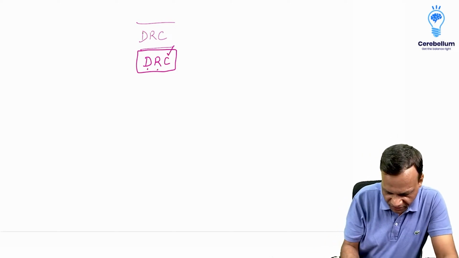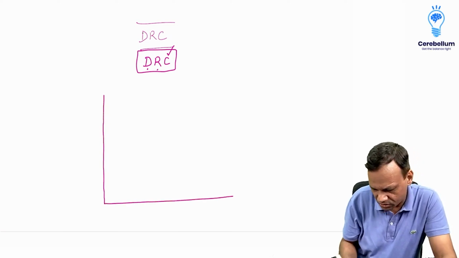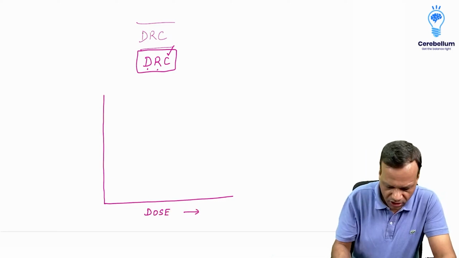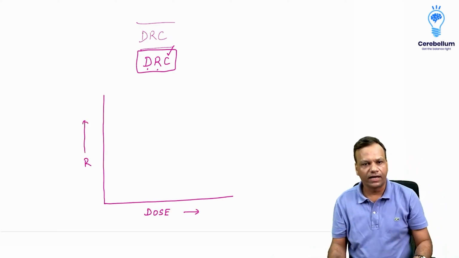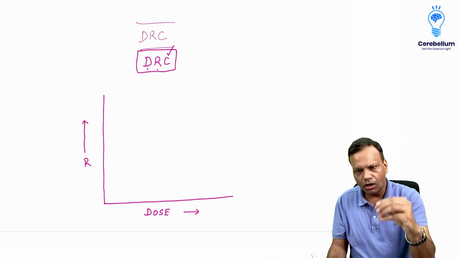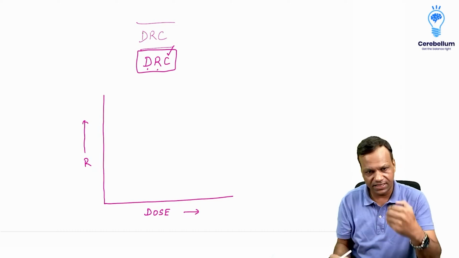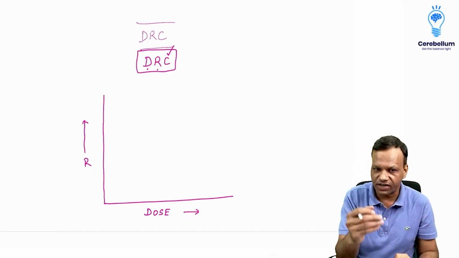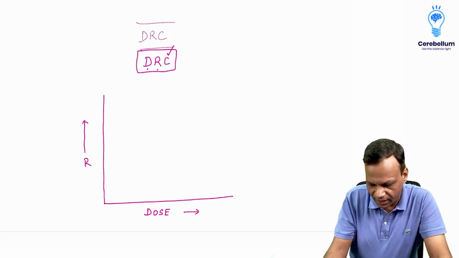So what will happen if we plot a graph between dose and response? On the x-axis, we keep the dose. On the y-axis, we keep the response. Now we want to plot a graph. What we basically do is give a small dose to a person, then see the effect. Then we increase the dose and see the effect. Then increase the dose further, see the effect. In this manner, we keep on increasing the dose and plot a graph.